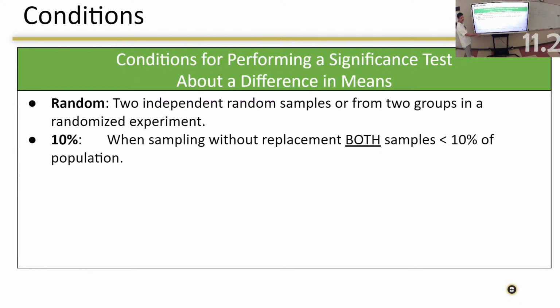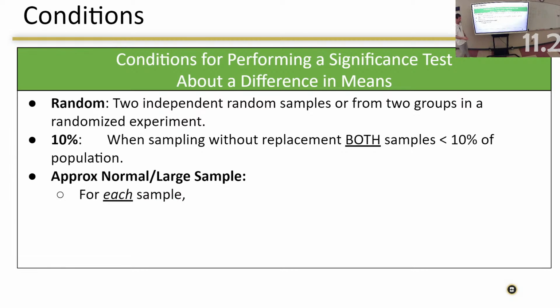But both of them need to be less than 10% of the population, and then both of them need to fit the large counts. Okay, both of them need to fit the large counts. And how do we know that? Well, for each sample, the population needs to be normal. Again, guys, you won't see that one. We just put that one for the catch-all, just in case that happens. If the population's normal, every sampling distribution will be normal. We learned that in Chapter 7. If the population is normal, every sampling distribution is normal.